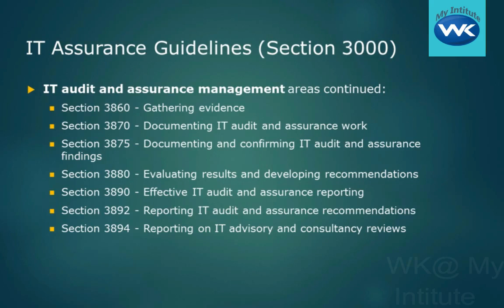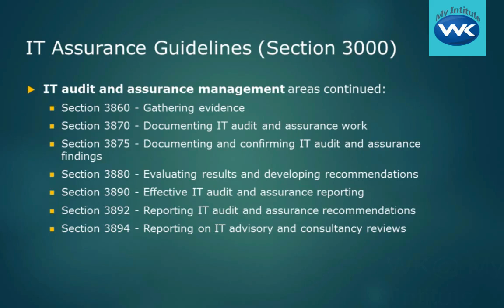Okay, so gathering evidence is one. Section 3870 is the documenting IT audit and assurance work. The next one, 3875, was documenting and confirming IT audit and assurance findings. And again, these are all important, right? Because we gather evidence to prove our findings. We talked about making sure you get the right evidence, get all the evidence, consider everything, documenting what you've done, document your findings, being able to evaluate your results and develop recommendations, which is the next section, 3830.